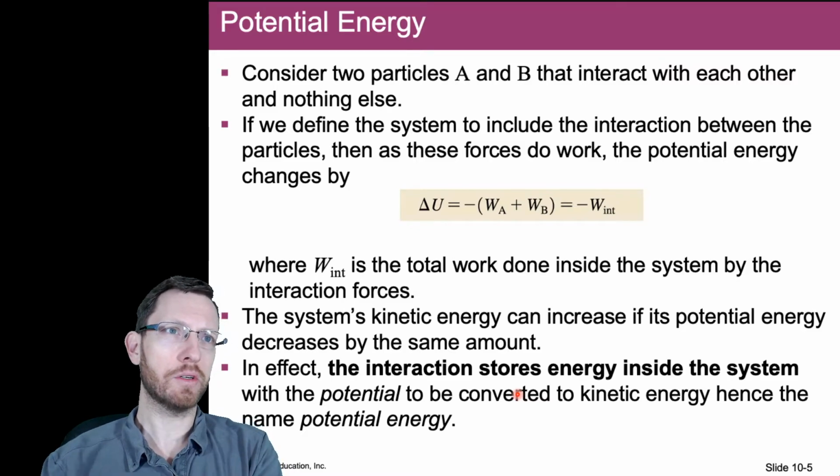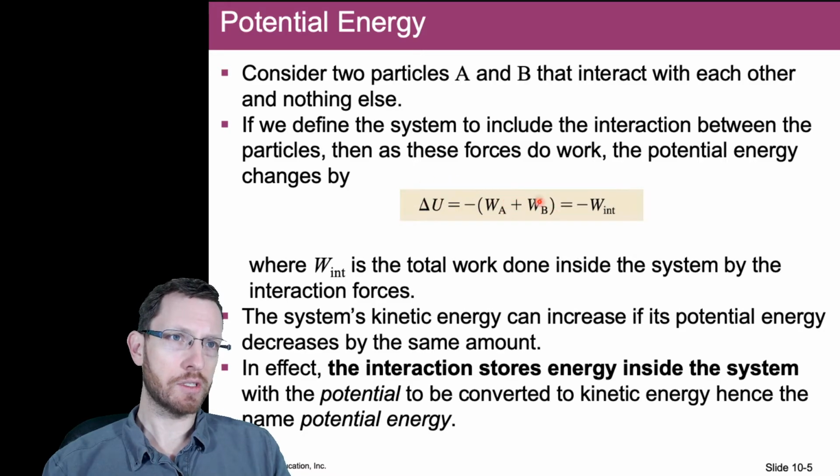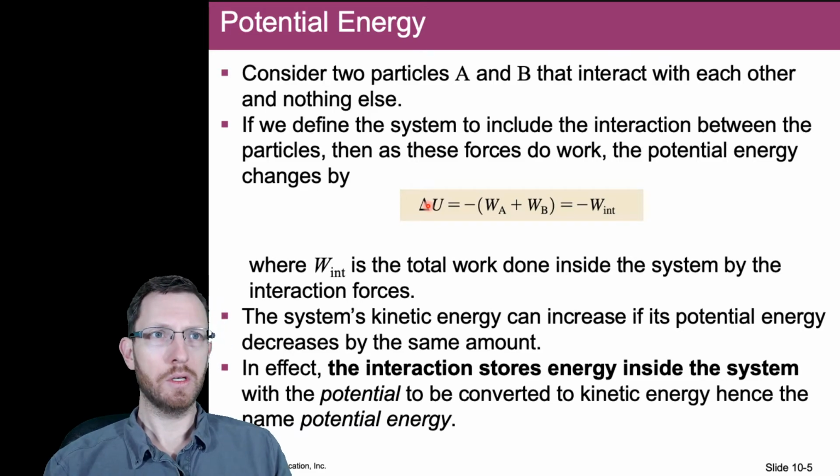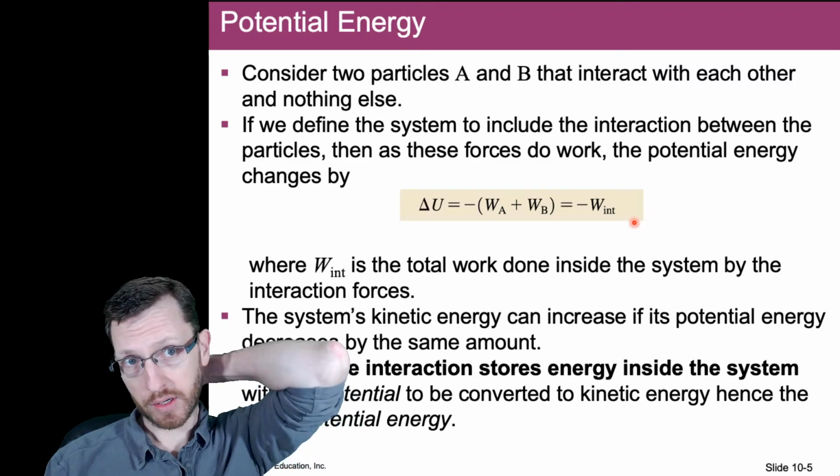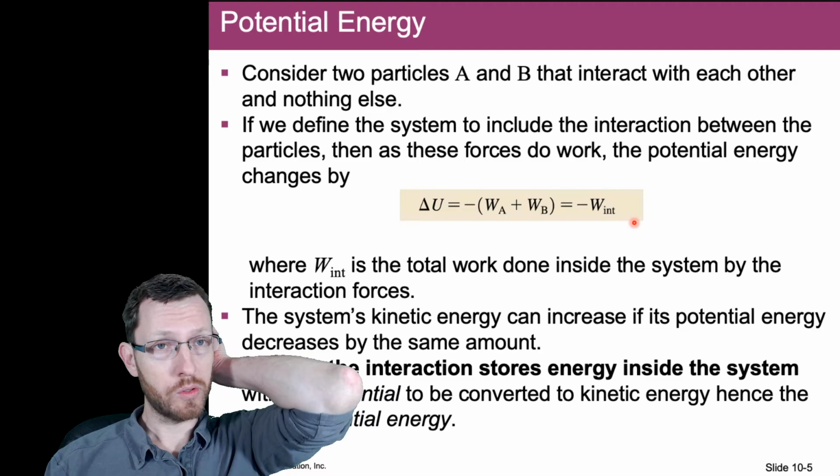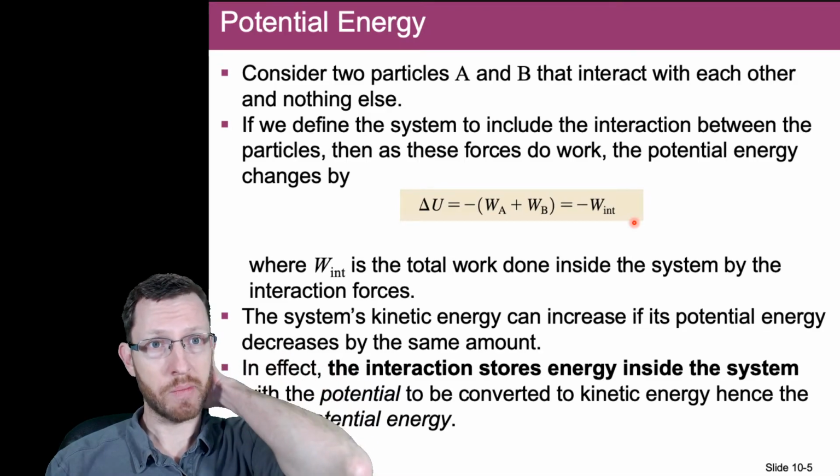So if I have these two particles A and B that interact with each other, we can define the system to include the interactions between them, and then we can write down that the potential energy would be the sum of the work done on particles A and B, with a minus sign here, because as those objects do work, that would be taking kinetic energy out of the system, they're going to be increasing the potential energy. So it's minus that interaction work that's done on the system, where W interaction is the total work done inside of the system by those interaction forces.